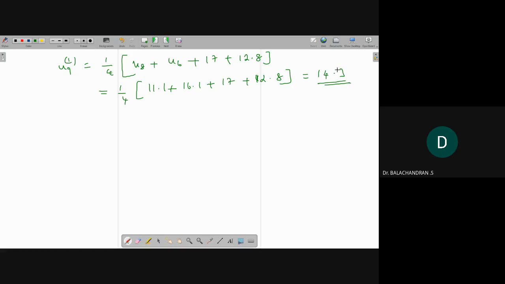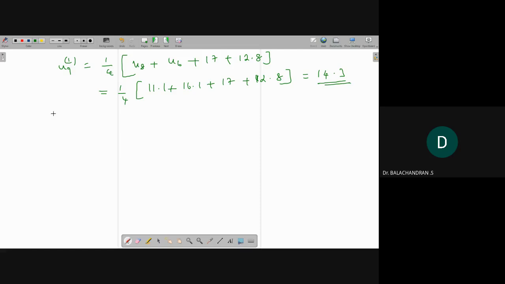Please verify once again. Maybe it is 14.2526 or 25, then you can write 14.3. Now in the book they have done up to the third iteration, second iteration, third iteration. I'm not doing it now, I'm just going to tell the answer.